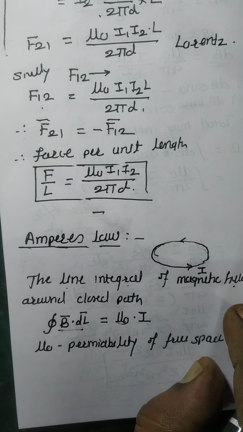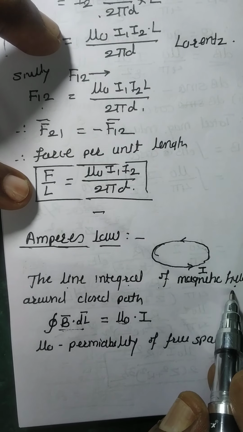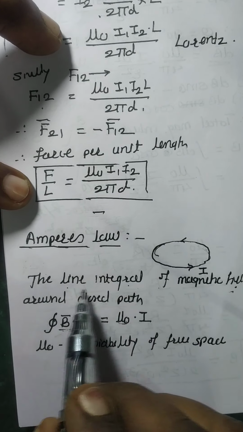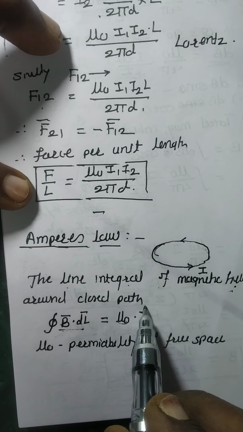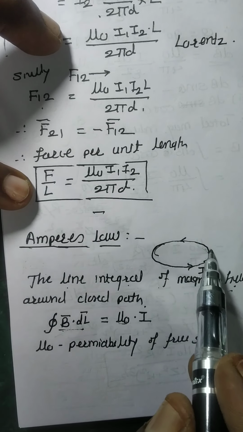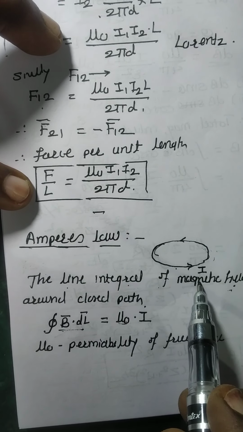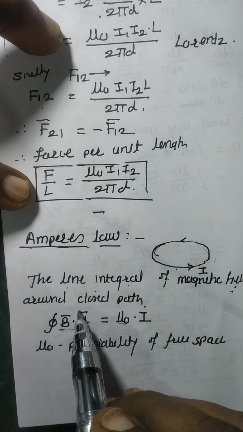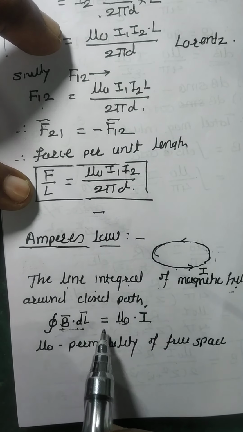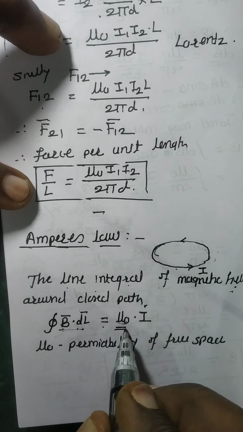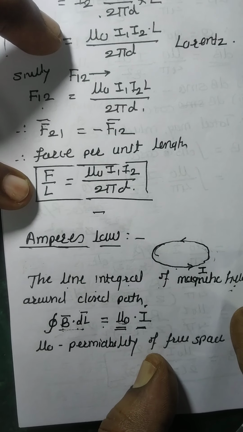Statement, परत एकदा बघा कसं केलं आपण. The line integral of magnetic field around closed path, म्हणजेच हा जो क्लोज्ड पाथ आहे याचं मॅग्नेटिक फील्ड, the line integral of magnetic field around closed path, that is line integral B dot dr, is equal to mu naught times current flowing through that closed path.